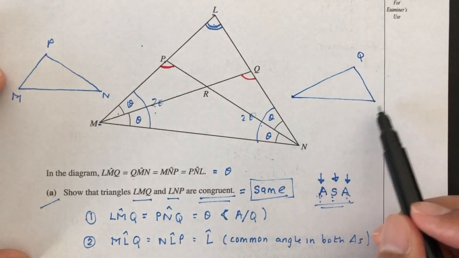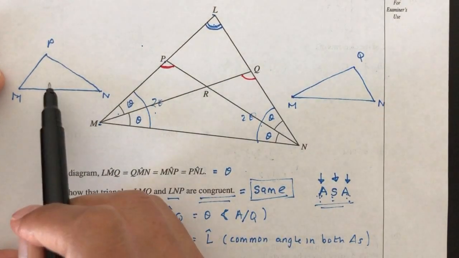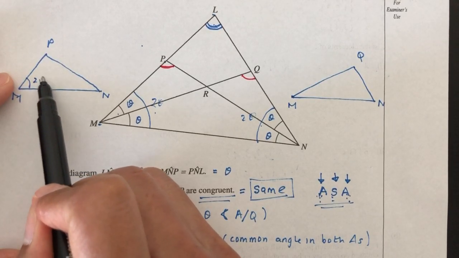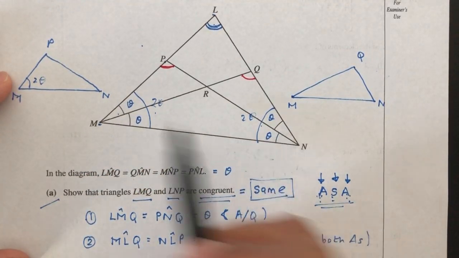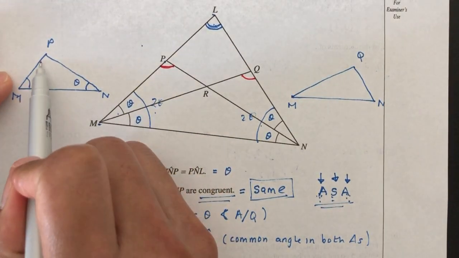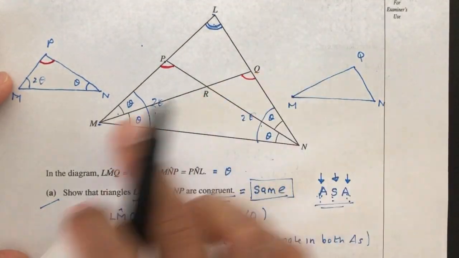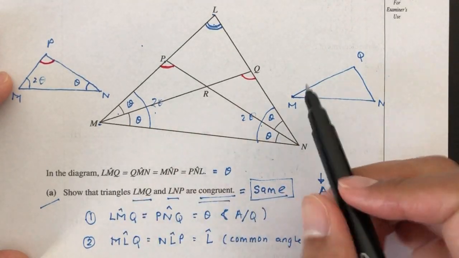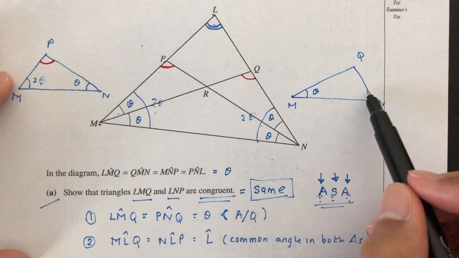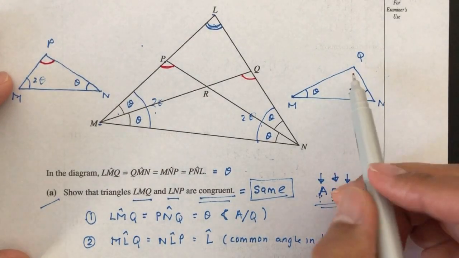So let's label the sides. What do we have? For this triangle, we have this side as 2 pi, right? And this side as pi. And this side we do not know. And for this one, QMN, this angle here is theta. So it's not pi, it's theta. And this one will be 2 theta. And this one we do not know.